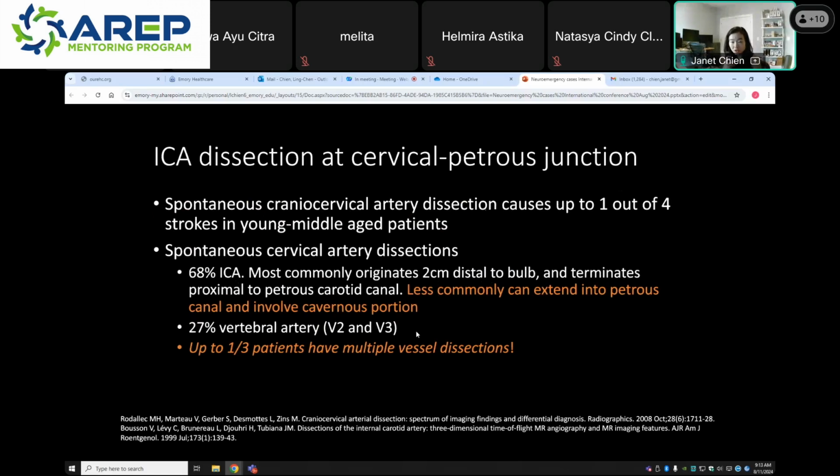About 1/3 of the dissections occur in the vertebral artery, especially the V2 and V3 segments. And remember satisfaction of search. Once you find one, keep looking, because up to 1/3 of patients can have multiple vessel dissections.